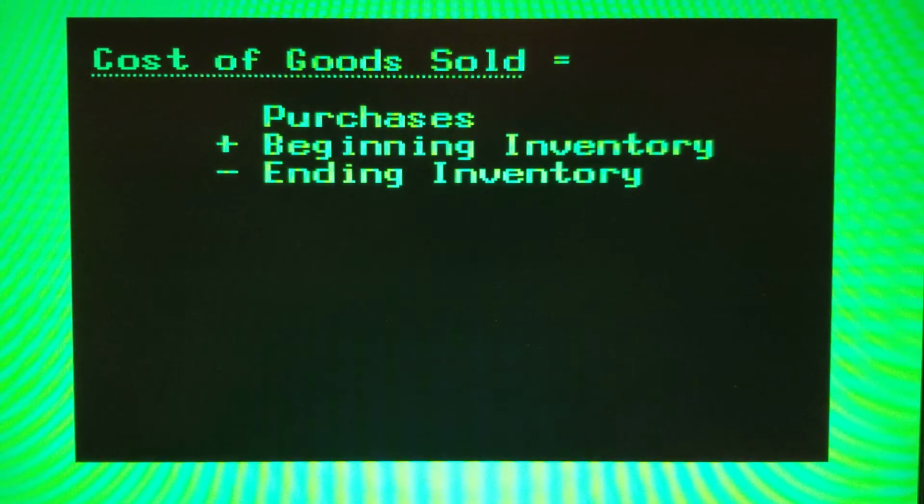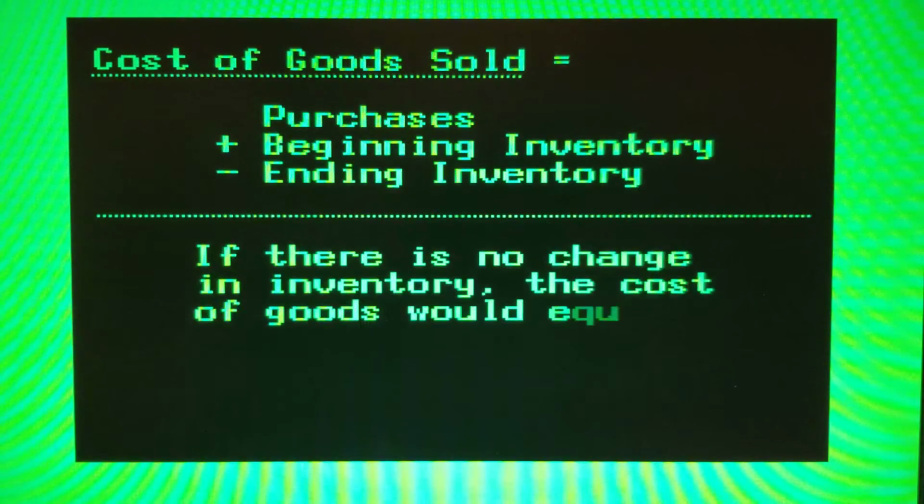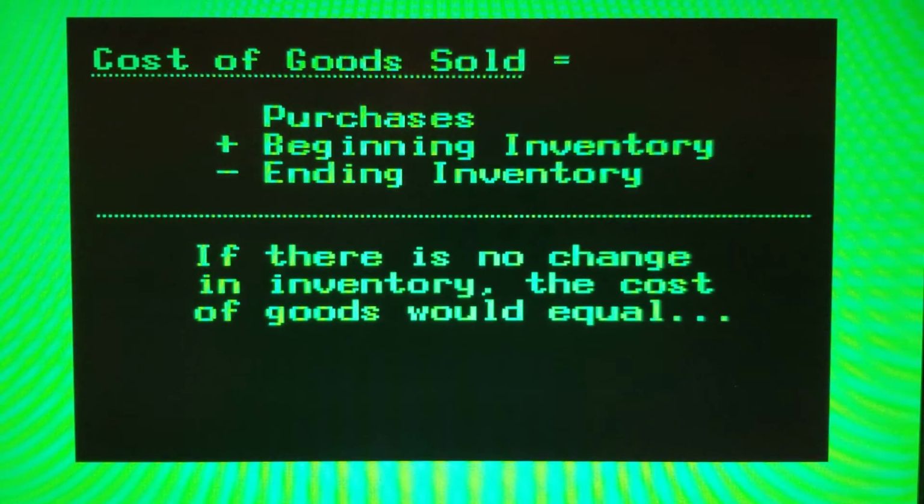Another way of saying this is to say that cost of goods sold equals purchases plus beginning inventory less ending inventory. If there were no change in inventory, the cost of goods sold would equal what?